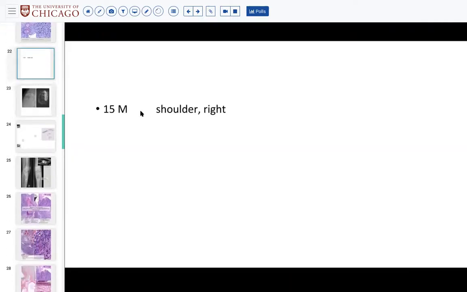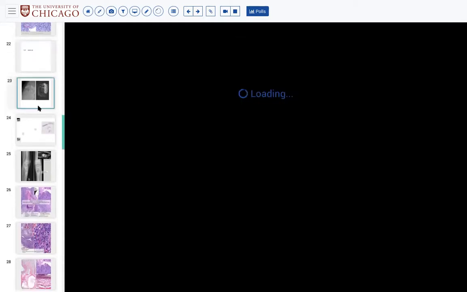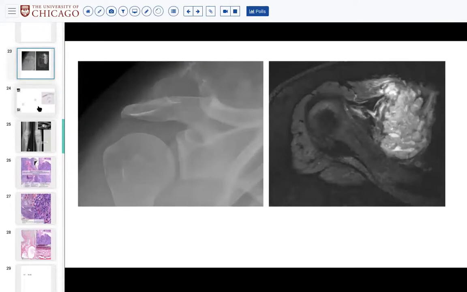All right, 15-year-old male, right shoulder. Okay, so here too, you see kind of like this destructive sort of cystic lesion, both on the X-ray, and you see it a lot better on the MRI that I've shown over here, where you have kind of like this multiloculated cystic lesion that's sitting right here in the cortex of the bone and possibly destroying it. It's not entirely classic for what we're about to see, but it's pretty darn good.